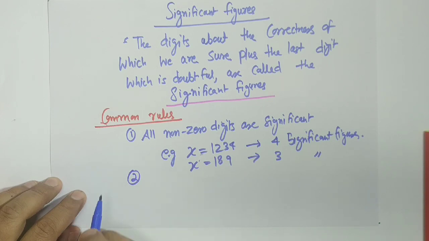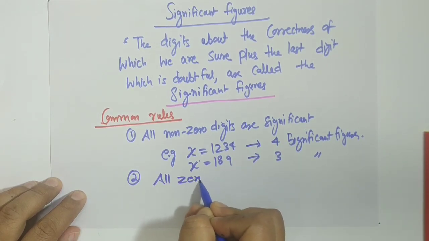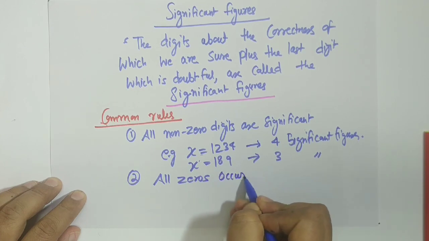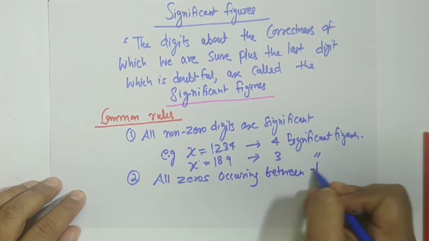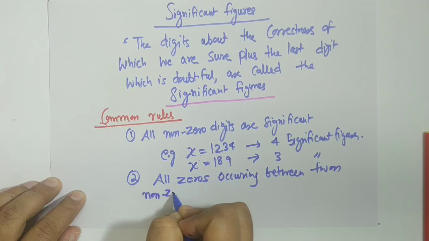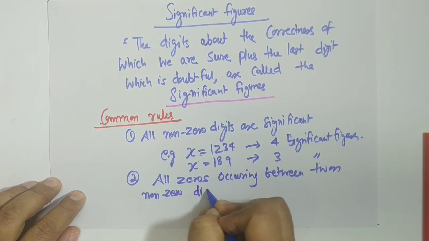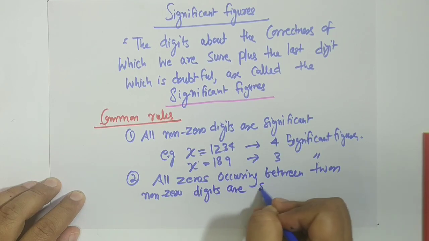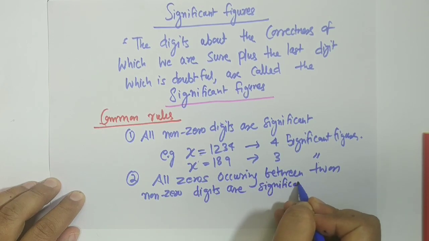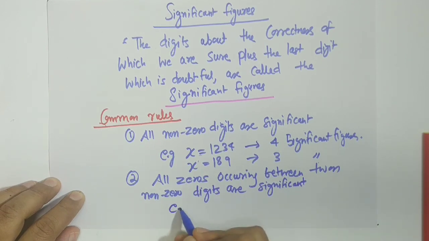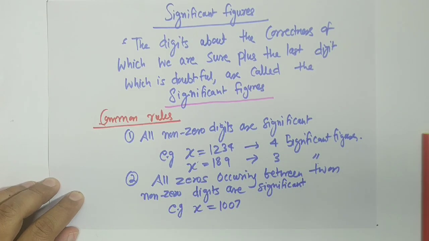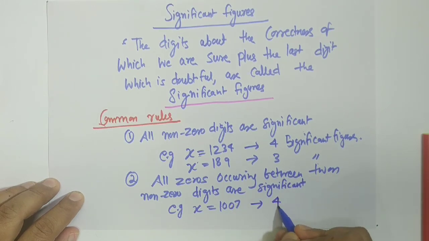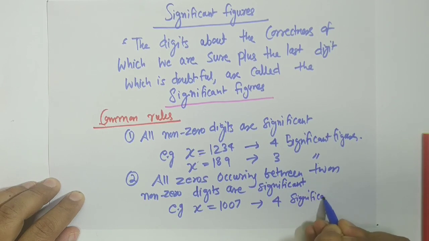Second, all zeros occurring between two non-zero digits are significant. So the zeros lying between them count. Here is another example: x is 1007. Because the zeros are between two non-zeros, we count 1, 2, 3, 4. So we have 4 significant figures.